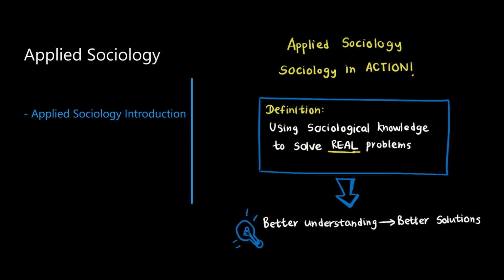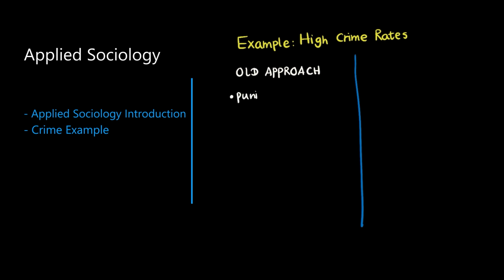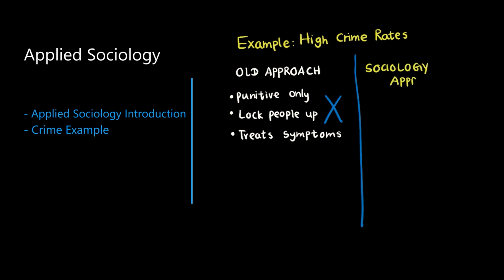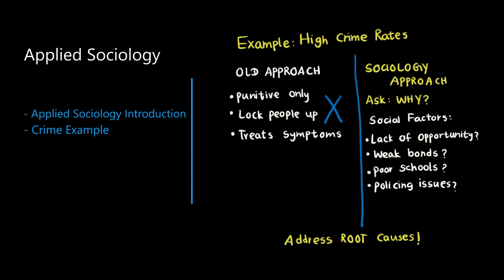By better understanding social issues, we can develop more effective solutions. Think about a problem like high crime rates in a particular neighbourhood. A purely punitive approach might just lock more people up. But applied sociology asks, what social factors contribute to crime in this area? Is it lack of economic opportunity? Weak social bonds in the community? Inadequate schools? Poor policing practices that erode trust? By understanding the social causes, we can develop interventions that actually address root problems rather than just symptoms.